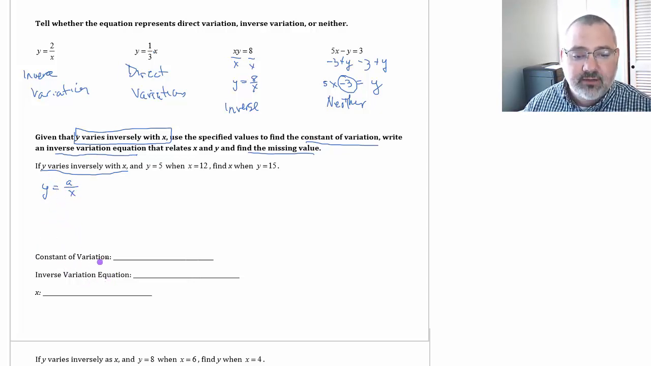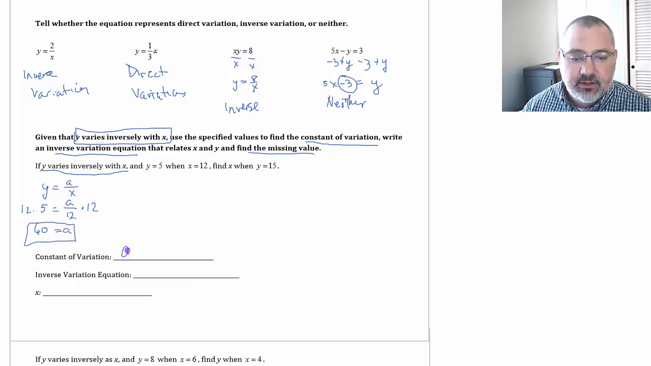Now let's find our constant of variation. Let's find out what A is. In order to do that, we need to plug in values. So plug in 5 for y, equals A divided by 12. When y is 5, x is 12. And this is just a simple equation to solve. We multiply by 12 on both sides. 12 times 5 is 60 equals A. And there is our constant of variation.